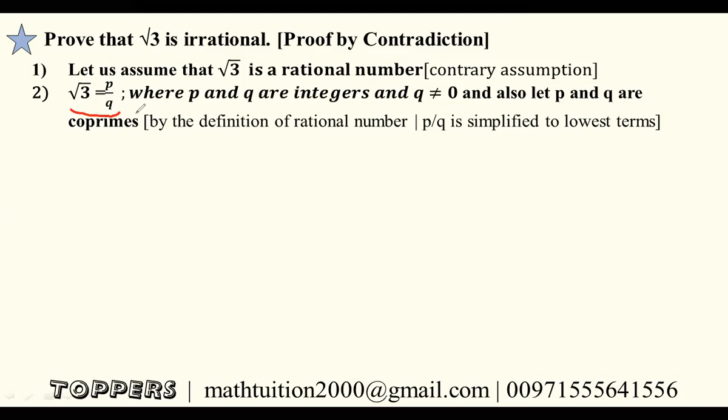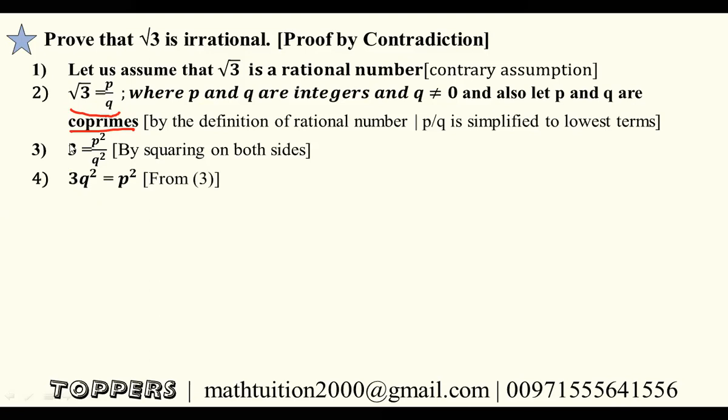And also we have to make P and Q into their simplest form. So we can say that P and Q are co-primes. First, we assume that it is a rational number. Secondly, we assume that in P by Q form, P and Q are co-primes. Third point, square on both sides. If you square on both sides, root 3 square will be 3. So 3 equals P square by Q square. Fourth, take the Q square to the left side. So we get 3Q square equal to P square. The third statement rearranged.